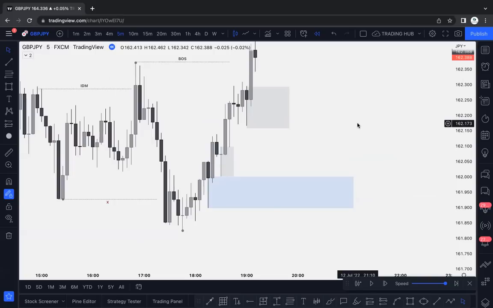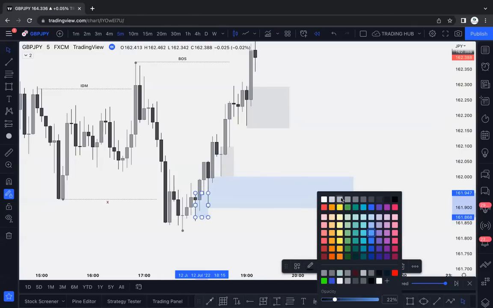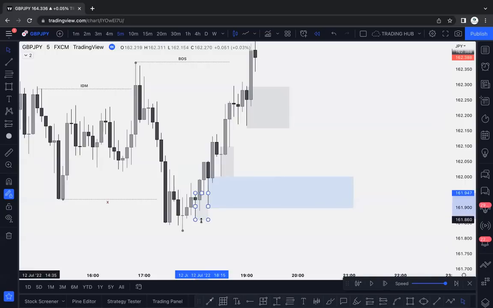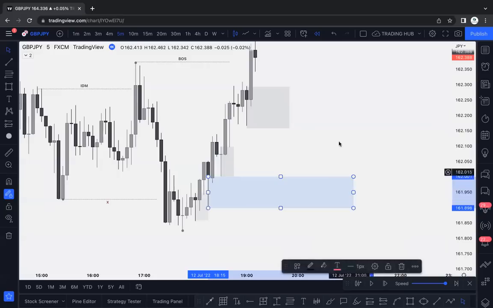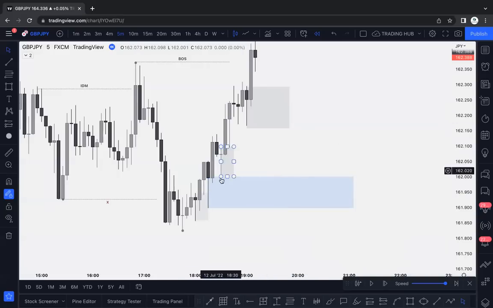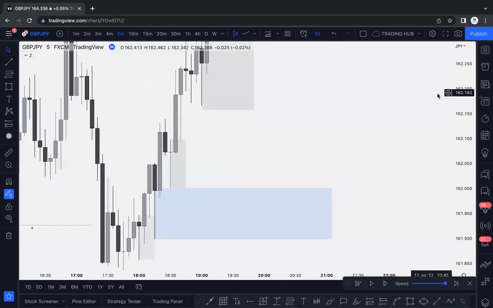Actually, to mitigate any order block, the market just has to tap on the order block. This is enough for the mitigation. Like in this case, correct, this one is unmitigated. This one is mitigated, and this one is also mitigated. Correct. So these are mitigated order blocks, and this one is not mitigated. Why? Because the market did not tap here. You can see here.